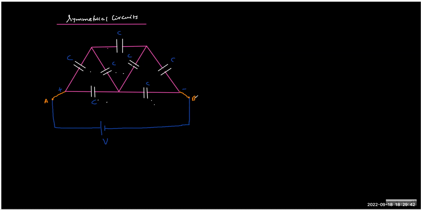Now, how many junctions can you see? Apart from A and B, can you see junctions? And if yes, how many junctions can you see? Tell me. Give me a guess. Yeah, so we have 3 junctions. One here.